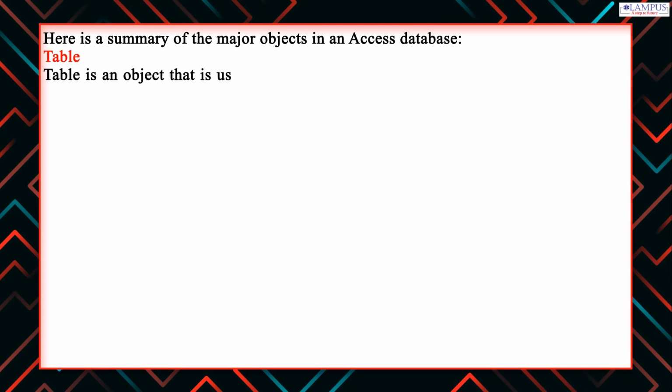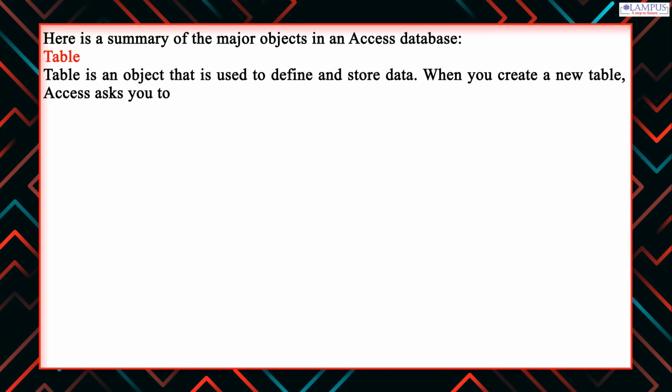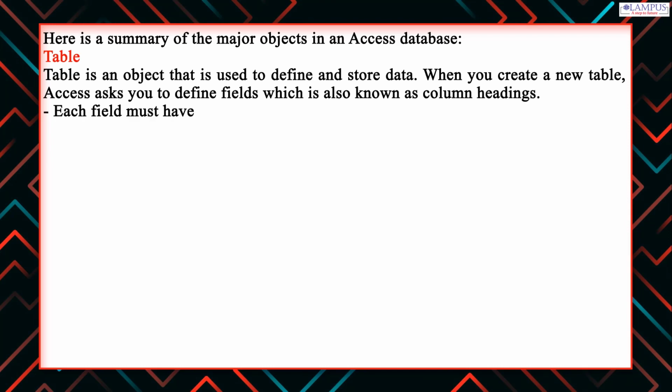Here is a summary of the major objects in an Access database. Table. A table is an object that is used to define and store data. When you create a new table, Access asks you to define fields, which are also known as column headings. Each field must have a unique name and data type.